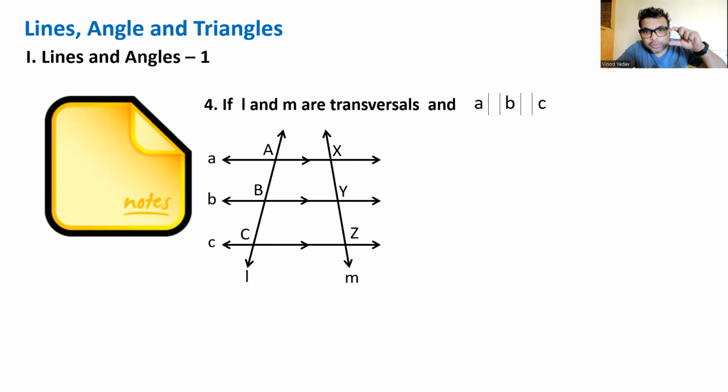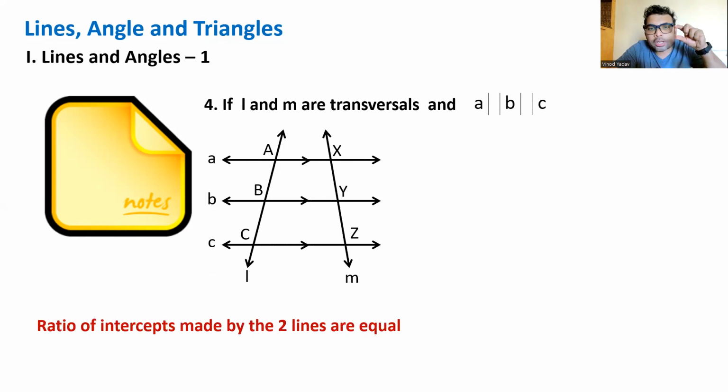Now, if you happen to see three parallel lines being intersected by two transversals, the intersecting lines are called transversals. Then there's something like intercepts. The ratio of the intercepts made by these two lines is equal. Which intercepts? AB and BC, they are the intercepts, and XY and YZ. So the ratio of AB and BC will be the same as the ratio of XY and YZ. Okay, remember this.